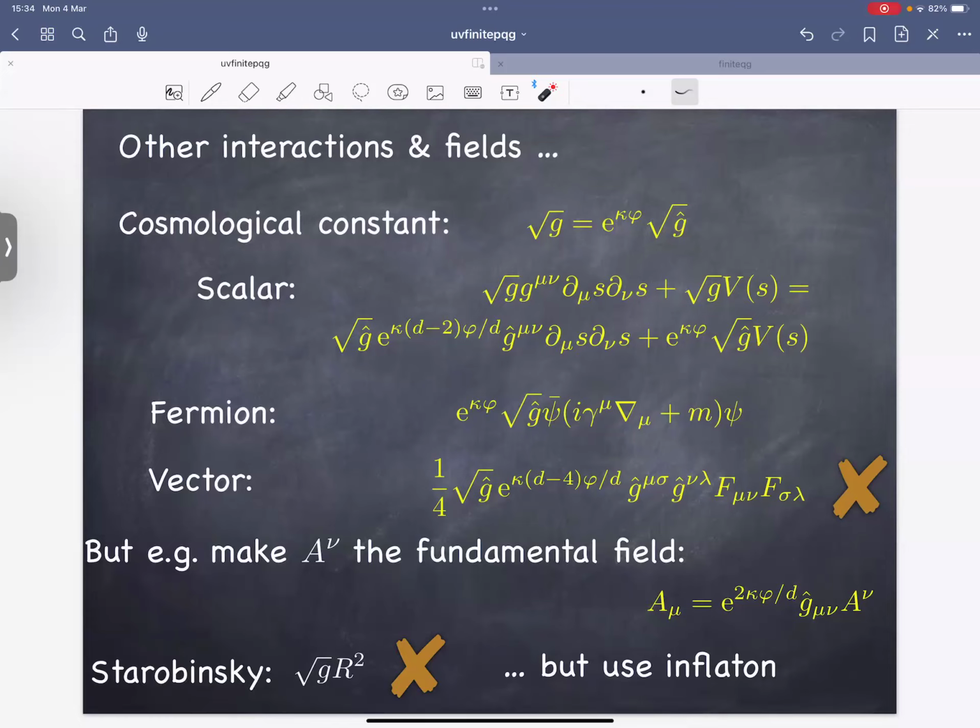Although we can't use the Starobinsky term because we don't get a positive exponential of phi, and here we don't have the wriggle room to redefine anything, we can just use the correct inflaton potential to reproduce this in the Einstein frame. So it's no big restriction.